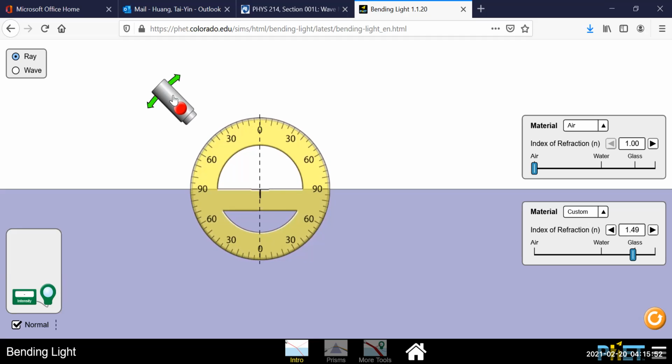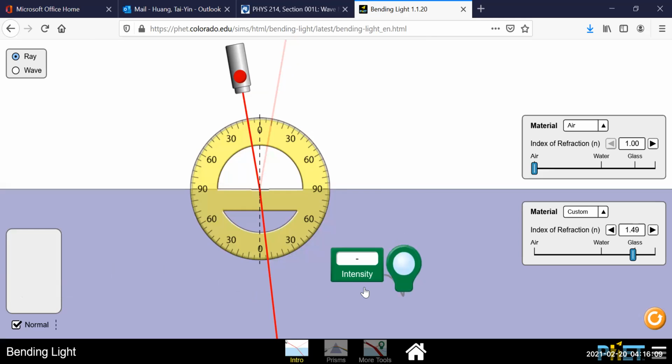Okay, and then you're going to start from 10, right? So click on the button and then move this. Your task now, instead of measuring this, is to measure this. It's also nice to see the intensity if you want. You can see that a lot of light rays are actually going into the second material. You can enlarge this if you are able to, and get a better reading.